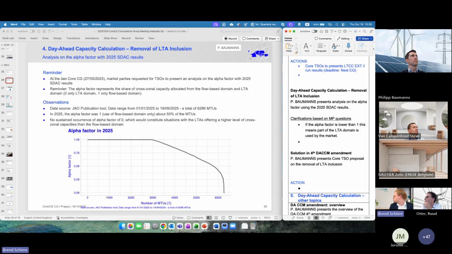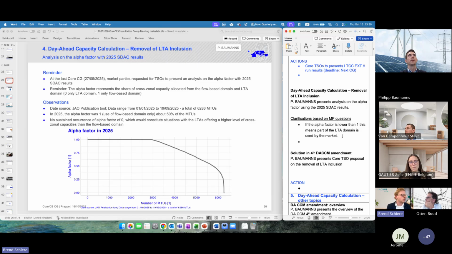You see indeed that Euphemia, for the welfare optimization, is using half of the time some portion of the LTA domain. It doesn't say here how much additional net position change or welfare change it creates, but it's part of the game. Fair remark.